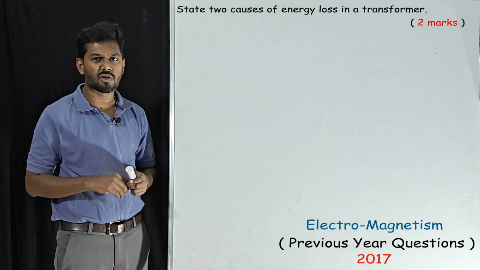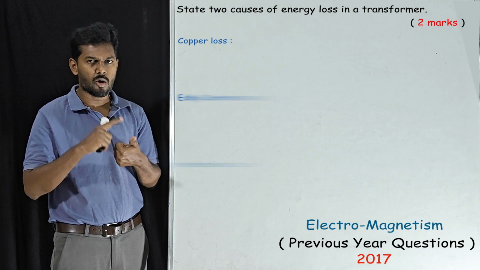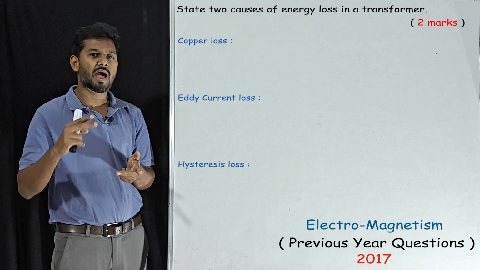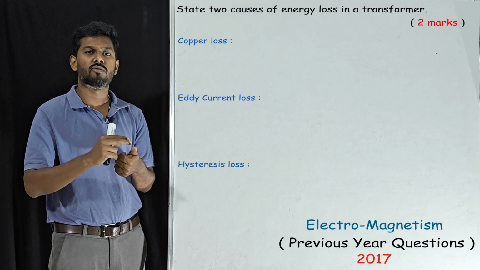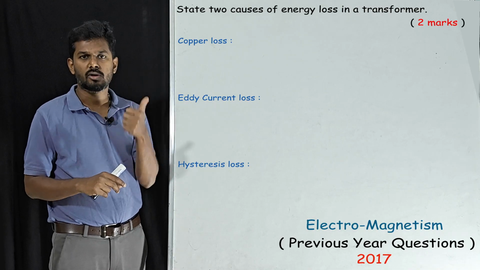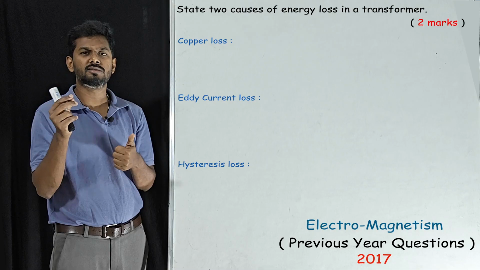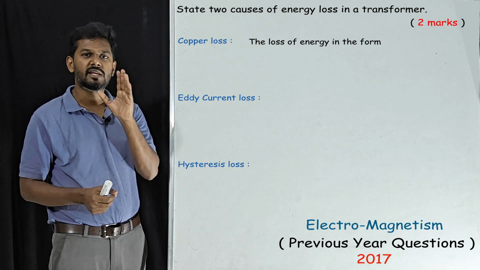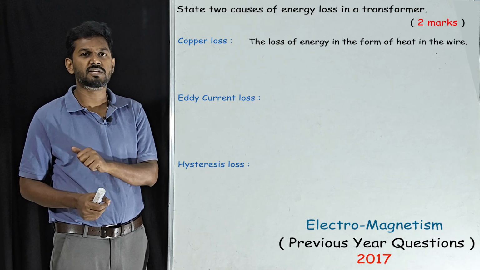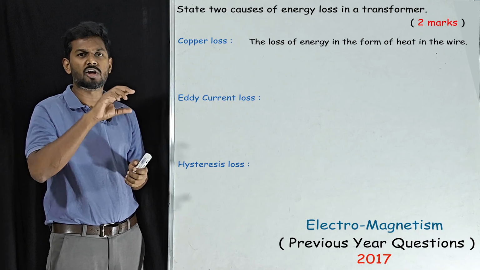What are the three types of losses in a transformer? Copper loss, eddy current loss and hysteresis loss. First, we'll talk everything about copper loss. What is copper loss? Copper loss is nothing but the loss of energy in the form of heat. So this is copper loss.